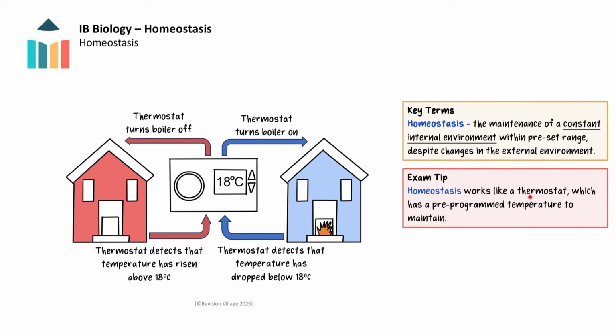Homeostasis works a little like a thermostat in a house. If the temperature rises too high, the thermostat turns off the heating. Then, when the temperature drops too low, the thermostat turns the heating back on to bring it back up to the pre-programmed temperature. This process of reversing the change and returning conditions to within the normal range is known as negative feedback, and it is an important concept in biology.